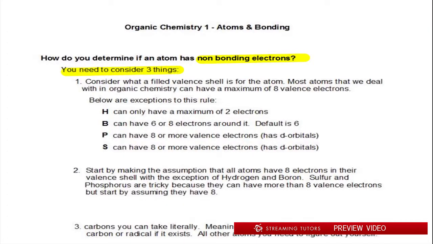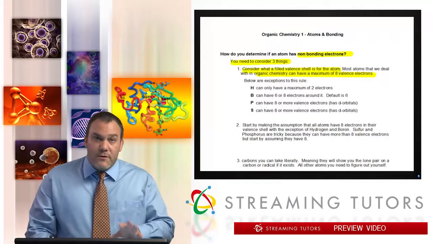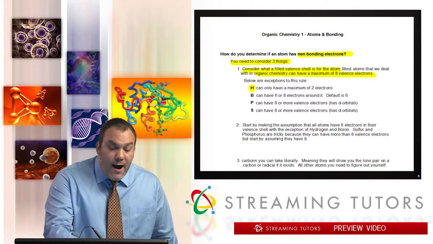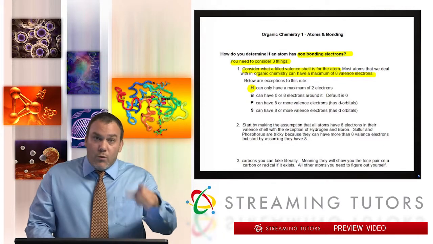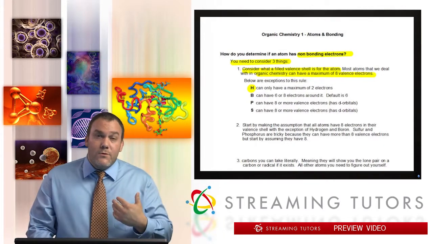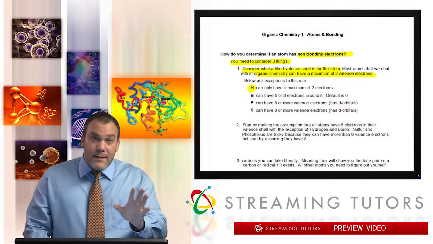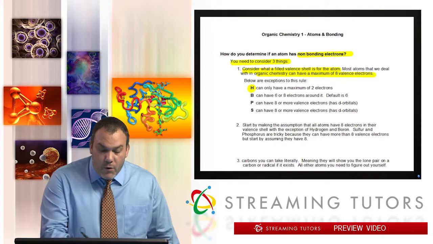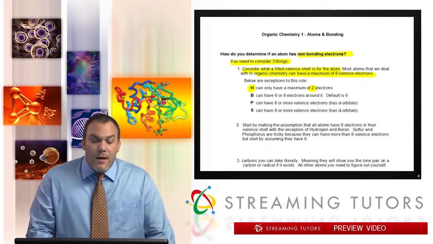The first thing is you should consider how many electrons are required for the atom to have a filled outer shell. That's the first thing that I want you to recognize. Most atoms that we deal with need 8 electrons. There are exceptions to this rule. So for example, hydrogen only has an s orbital, 1s. It only needs 2 electrons. So 1 bond gives it 2 electrons. And so it only needs to have 1 bond, okay? Or maximum of 2 electrons around it.